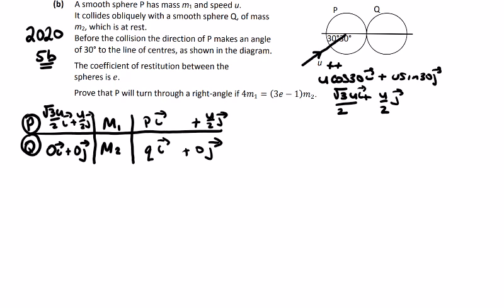We're told the coefficient of restitution is e, and we must prove that P will turn through a right angle if 4m1 is equal to (3e minus 1) times m2. So for P to turn through a right angle, we have 30 and 60. We have 60 here, and we'll see P is now going in the negative direction. So the tan of 60 is equal to the j over the i, U over 2 over P.